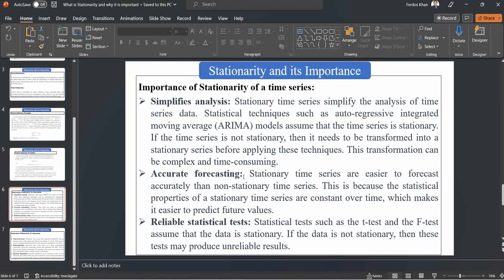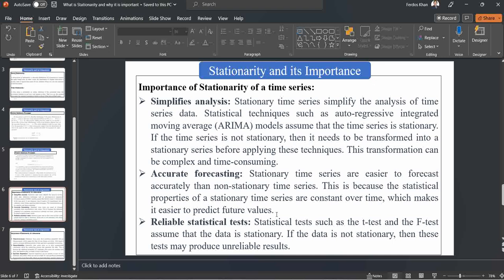Accurate forecasting. Stationary time series are easier to forecast accurately than non-stationary time series. This is because the statistical properties of stationary time series are constant over time, which makes it easier to predict future values. Yes, this is true. If the time series is not stationary, and the relationship does not exist in the future, then maybe you will be unable to predict the future values.